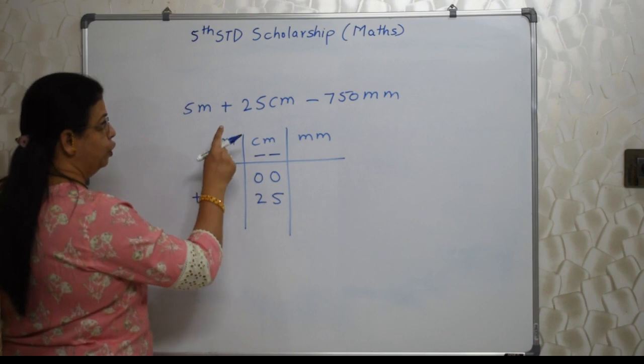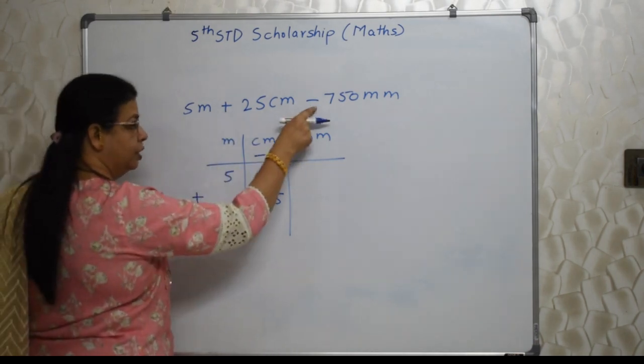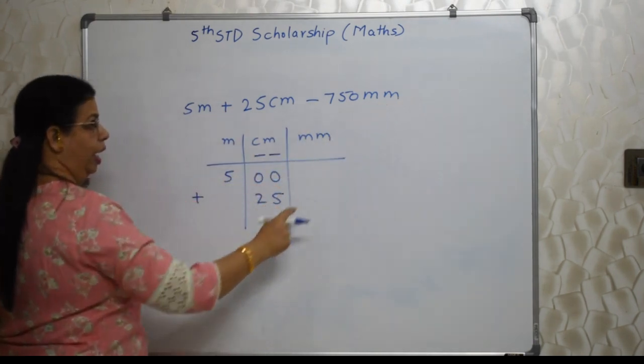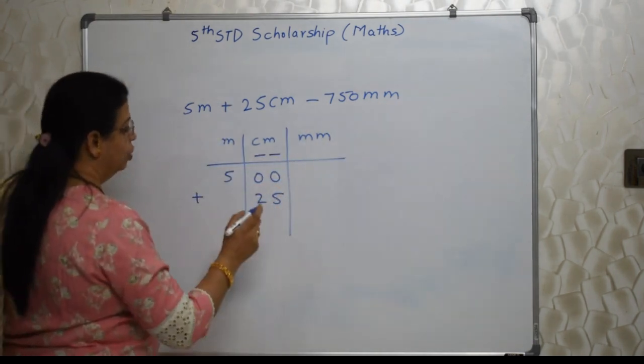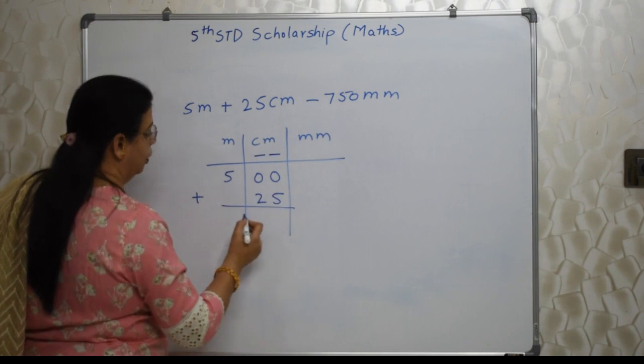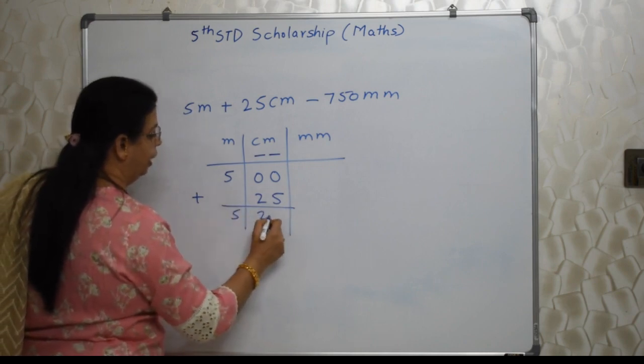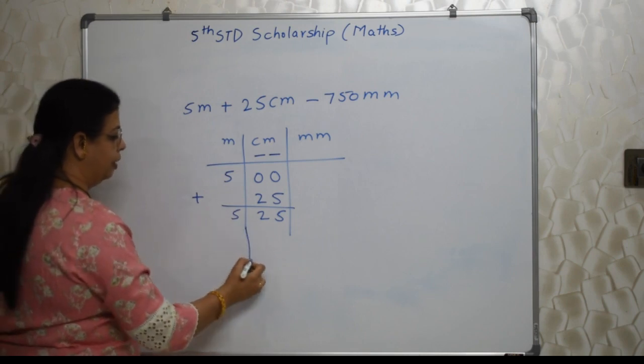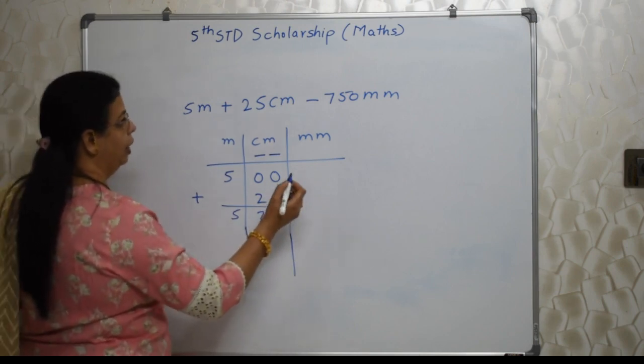Now, please be careful students, here this is addition, here this is subtraction. Sometimes by mistake you'll add on and that option will be there. So, please be careful, okay. Addition is very simple, 525. Now we need to minus 750 mm, that is millimeter.